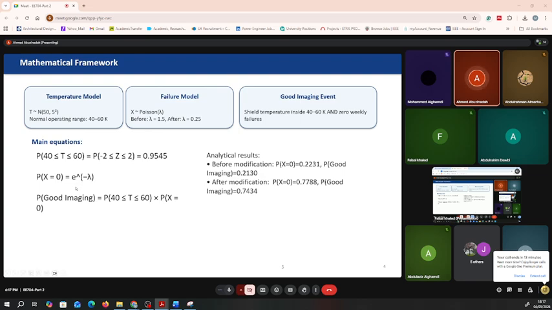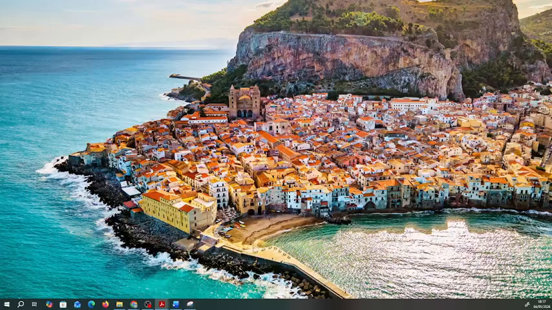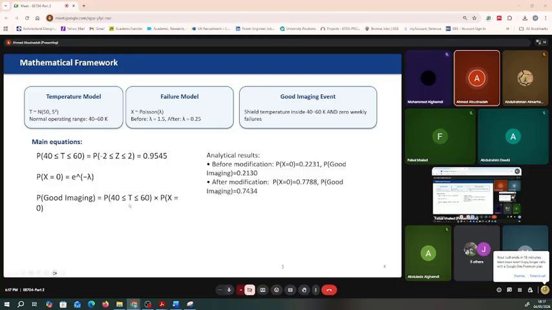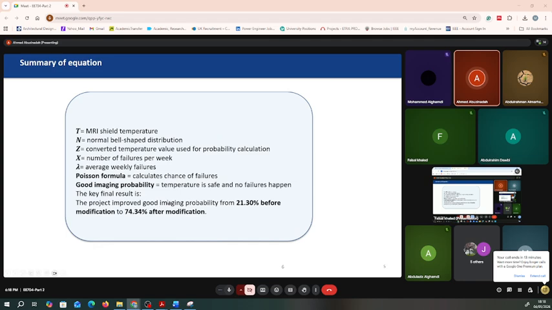Analytical results before modification, where X is 0: the probability of good imaging was 0.2, which is around 22%. And after modification, around 77% good imaging. Let me explain it more. Peak good imaging is between the 40 to 60 Kelvin normal range, where X is 0.